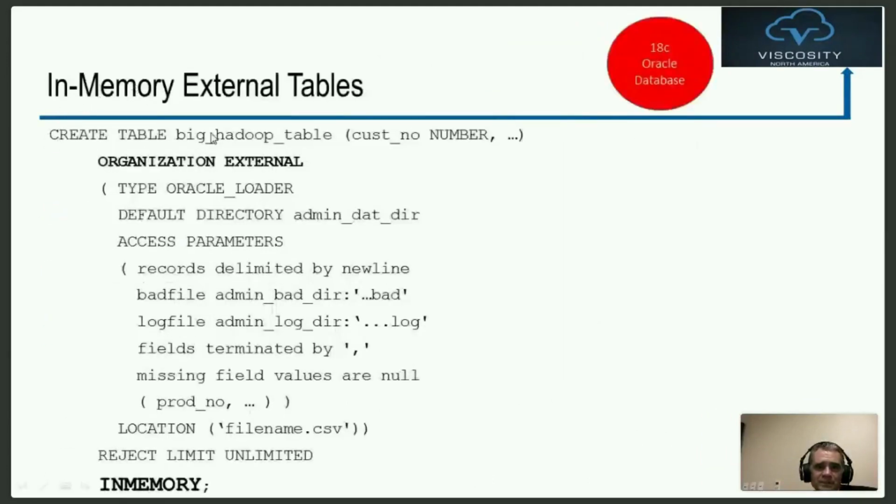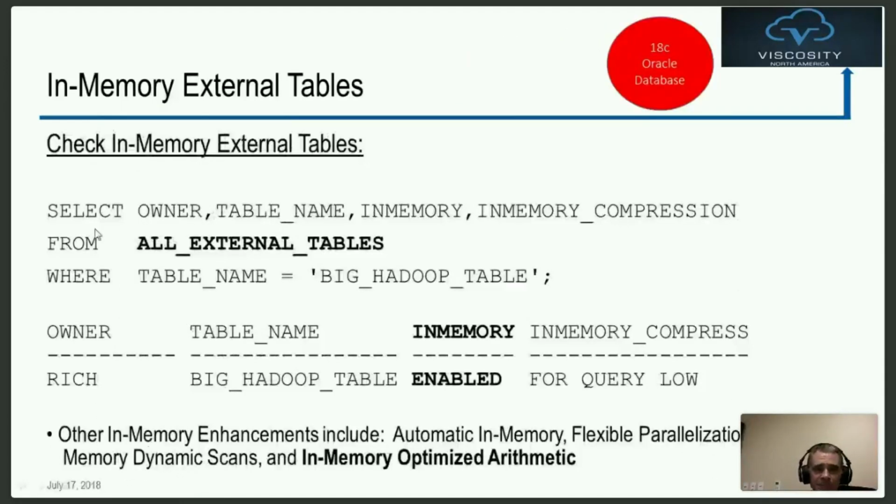But here's how easy it is. Let's say I have some big Hadoop data set of some kind. I say organization external, and I map out the columns where I want those, where the fields are terminated, and so on. But to add in-memory, all I've got to say is INMEMORY. That's it, one line. So if you already have an external table, one word, that's it, INMEMORY, puts it in memory. And then here's an example. I could check the external tables, and this tells me, yes, it is in memory.